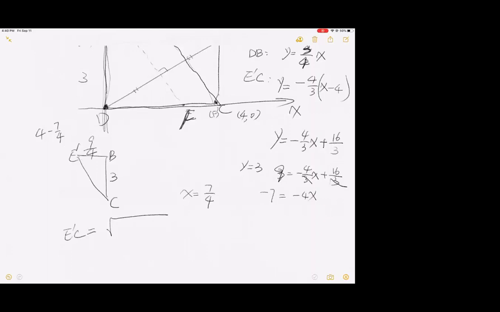of 81/16 plus 9, which is equal to the square root of (81 plus 144) over 16, which is the square root of 225/16, which is equal to 15/4. So this is 3.75. Okay, good.